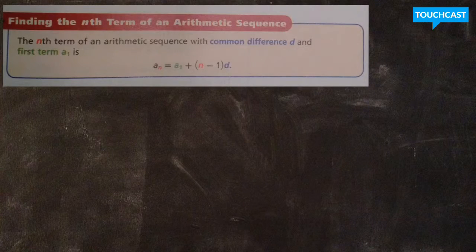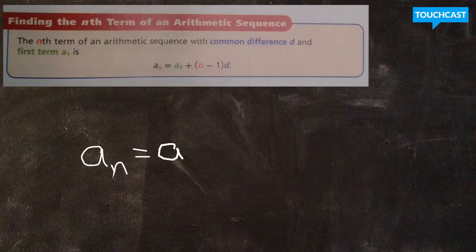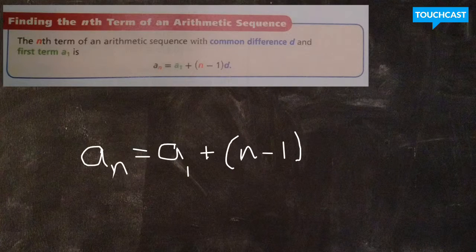There is a formula for finding the nth term of an arithmetic sequence. The nth term of an arithmetic sequence with the common difference d and the first term a sub 1 is written as a sub n is equal to the first term plus n minus 1 times our common difference. We're going to use this formula for our next couple examples.